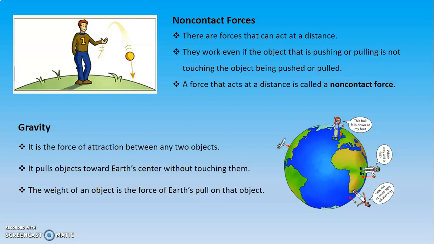The magnetic forces work from a distance. True, that's completely true.